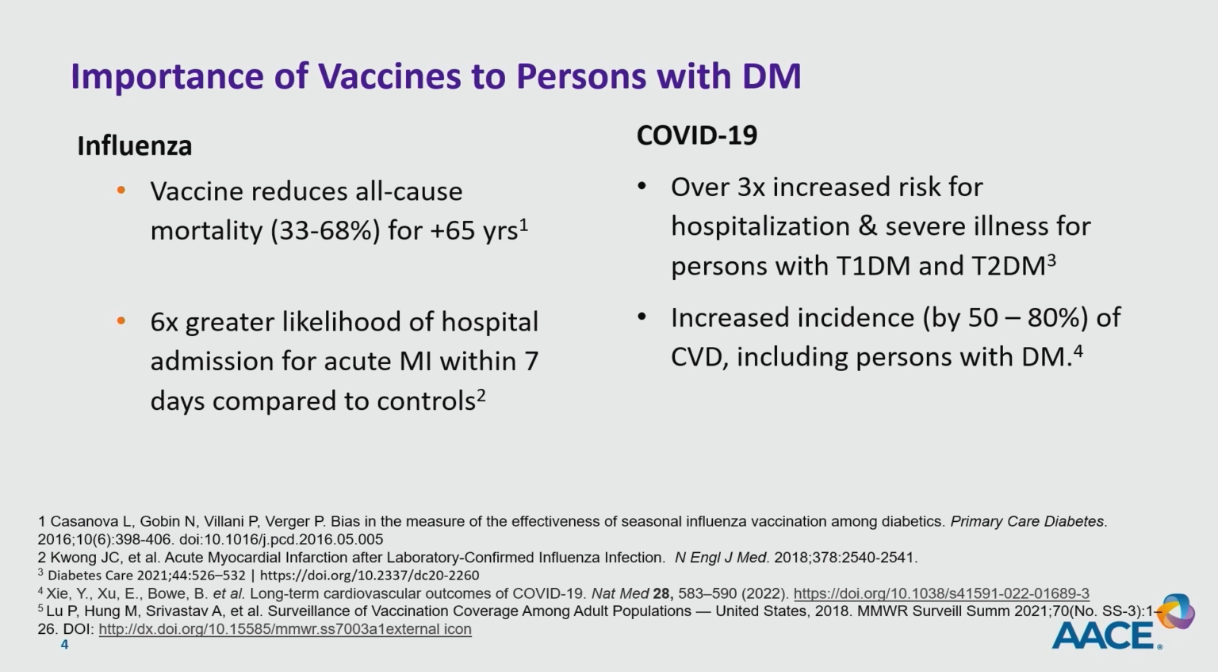So why are we talking about vaccinations and increasing vaccination rates for our patients? First of all, we know that vaccines are efficacious in preventing vaccine-preventable illnesses, especially in high-risk populations like patients with diabetes. We also know that when unvaccinated, patients can have bad outcomes. This data talks about influenza and COVID-19, and patients that had influenza vaccinations had a 33 to 68% reduction in all-cause mortality, those that are more than 65 years of age.